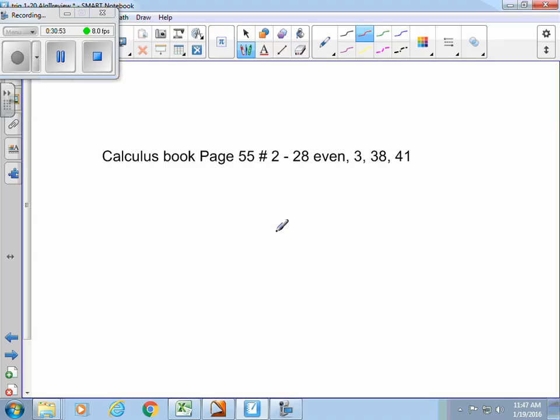Your homework is in the calculus textbook. Page 55, 2 through 28 even, 33, 38, and 41. If you didn't believe me that this stuff was important, because you probably thought, man, Miss King, why are we doing this? This is Algebra 1, right? If you didn't believe me that it's important, the calculus book thought it was important enough that they made it a chapter, right? So it's stuff we need to know, okay?